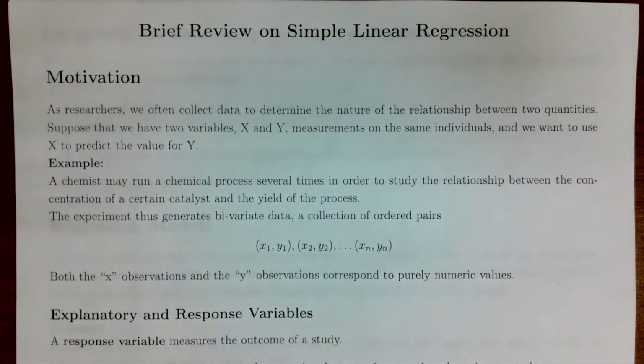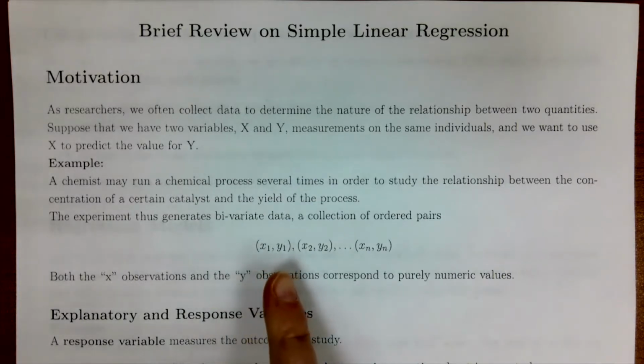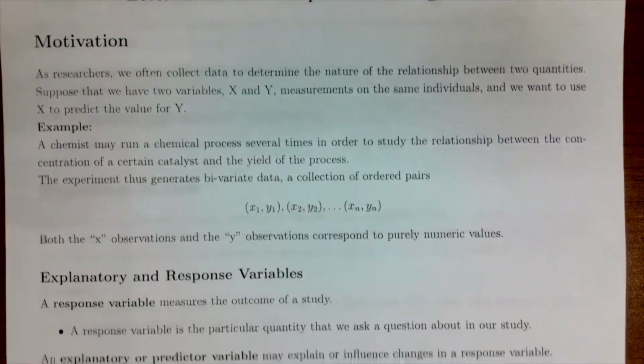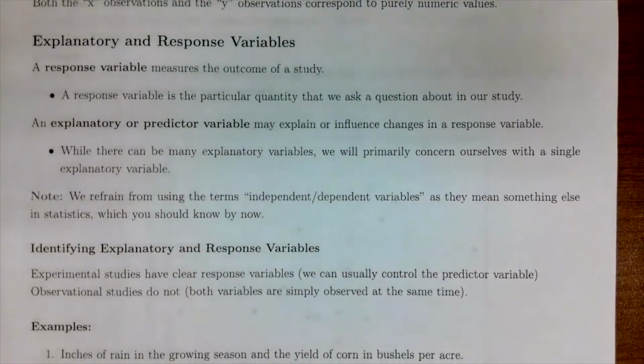explanatory variables. So here's a simple example where a chemist is going to run a chemical process several times in order to understand the relationship between concentration of a certain catalyst and the yield from that. And so this experiment is going to generate bivariate data. So we're going to collect x1 and y1, x2, y2. Both x's and y's are observed. So in our experimental designs, we were applying some treatment or some factor, and then we were getting our response y.